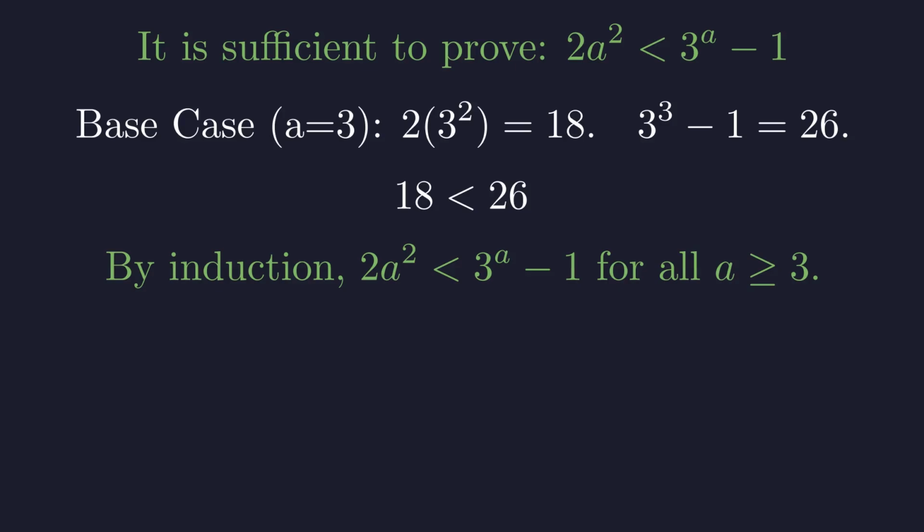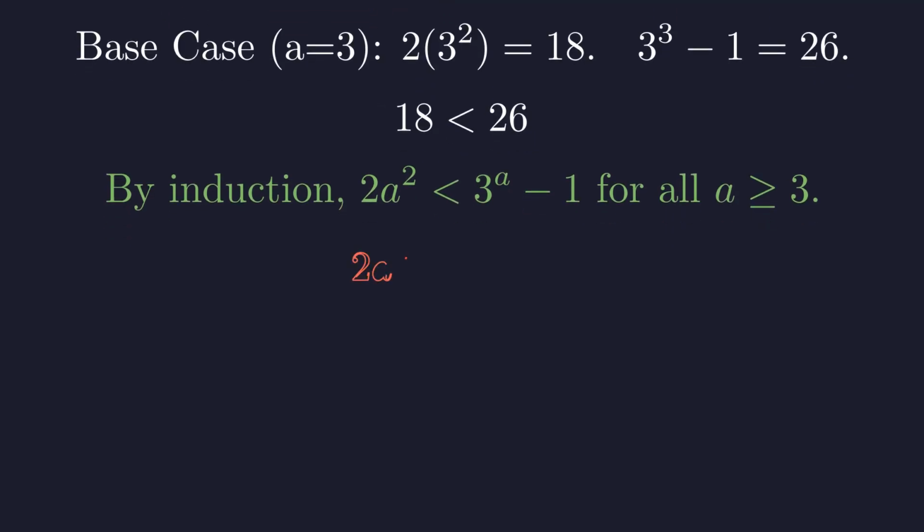A straightforward induction argument shows that the exponential right side grows much faster than the quadratic left side. The inequality holds for all a greater than or equal to 3. This means 2a squared can never be equal to p to the a minus 1 for these values of a. Consequently, no further solutions exist in this subcase.